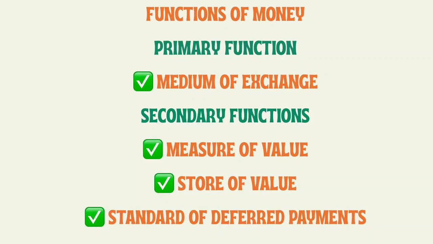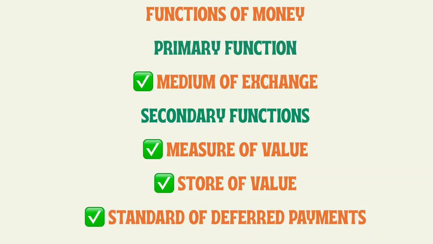Money helps us compare the value of different goods. It allows us to save wealth for the future. It also helps us to make future payments like loan repayment or monthly EMIs. Now don't worry if these names sound confusing. We'll understand each one separately using examples. By the end of today's class, these four functions will become so clear that you'll be able to explain them to anyone.